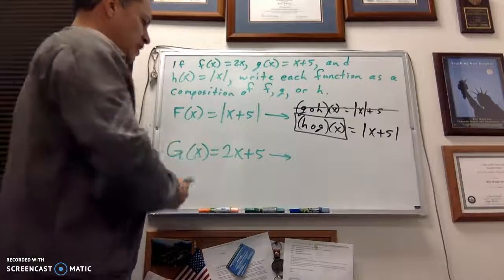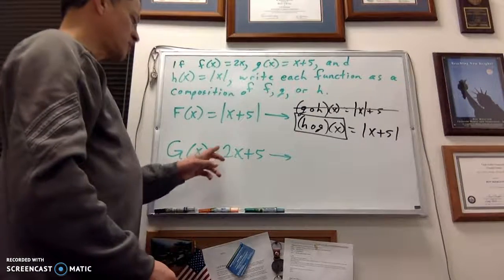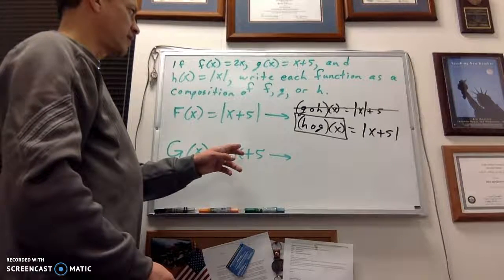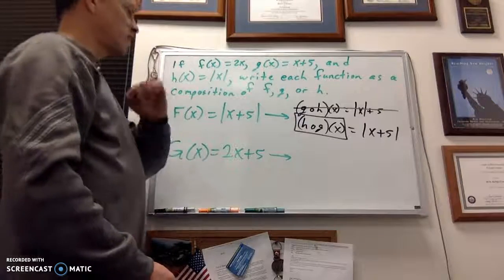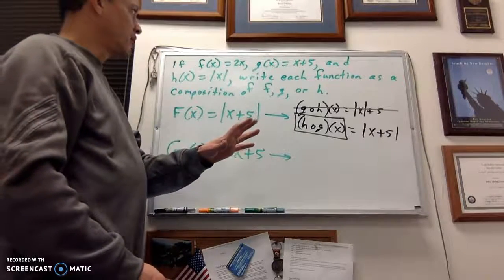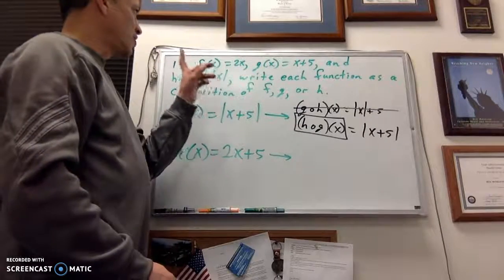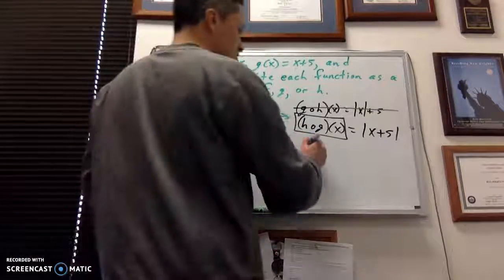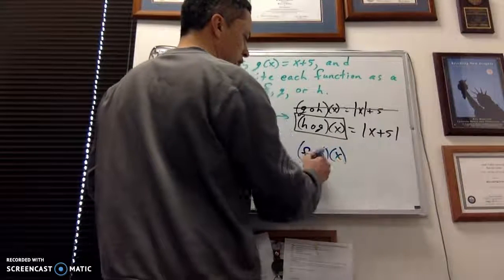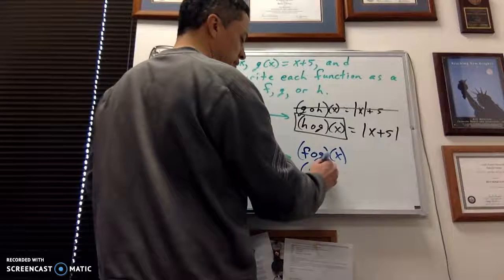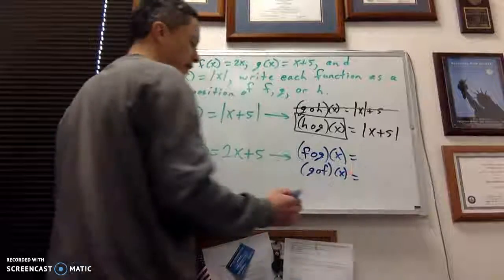Now let's take a look at the second one, okay? Capital G of x equaling 2x plus 5. Now that does not have any absolute values in it, so I'm willing to bet that h of x has nothing to do with this problem. It does have a 2 in there, and it does have a plus 5 in there, so it's either the fog of x, f of g of x, or the gof of x, the g of f of x. So let's find out which one it is.